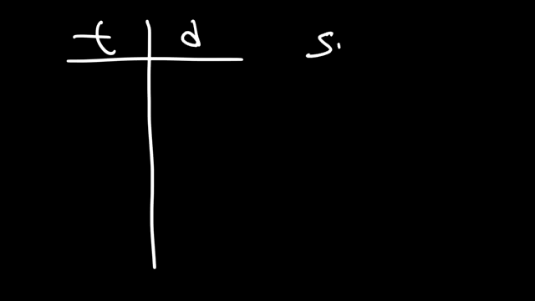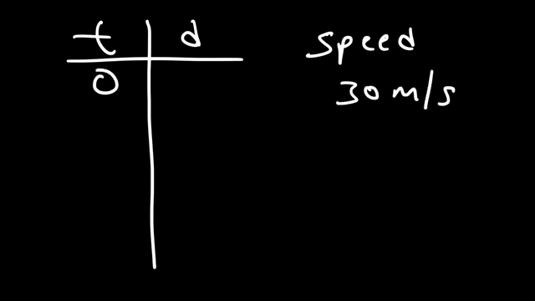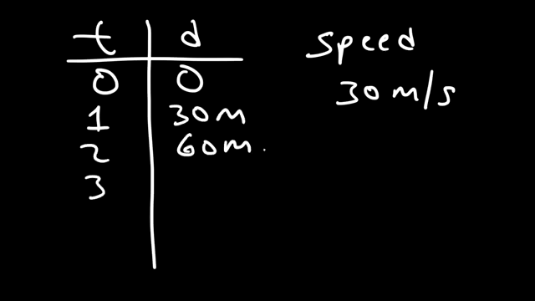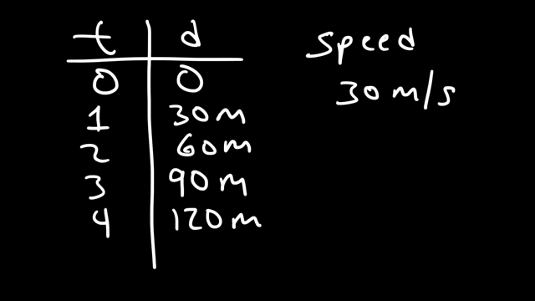So if the speed is 30 meters per second, every second the distance traveled will increase by 30. And that's what speed tells us. It tells us how fast the distance traveled by an object is changing every second. So let's say you're driving a car and you're going 60 miles per hour. Every hour at that speed, you will travel a distance of 60 miles.